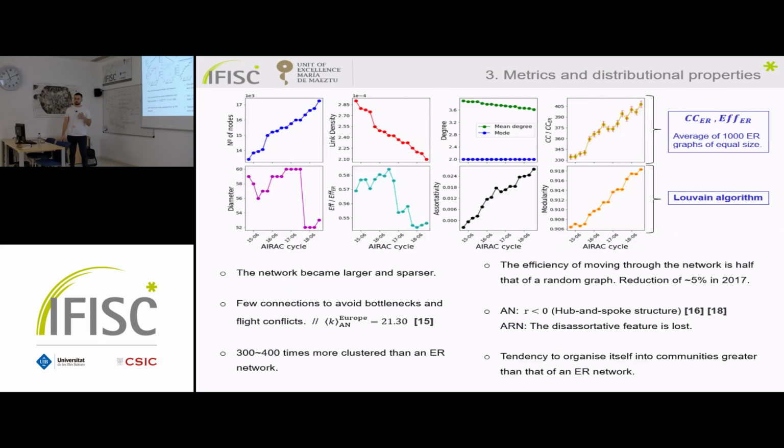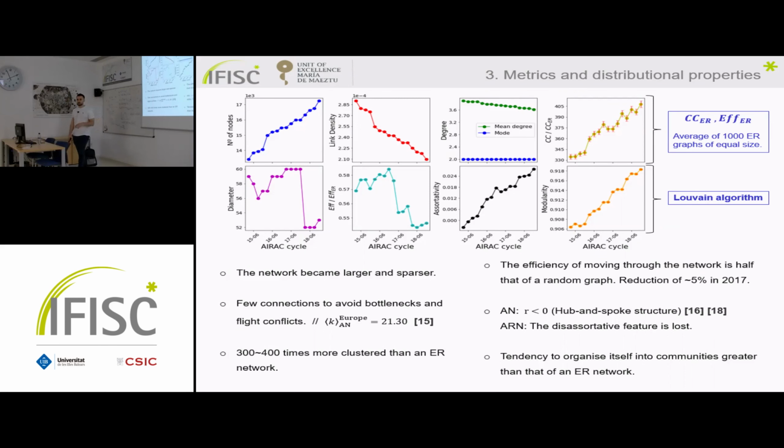So to further discuss the evolution of the network, let's see the evolution of these 8 topological metrics. We have already seen the growth in size, but it turns out that the total number of edges didn't grow at the same rate, leading to a decrease in the density. So the network became larger and sparser. Regarding the mean degree, this value takes values around 3.5 or 3.6, which are much smaller than the typical values obtained in airport networks, like the one reported from reference 15.